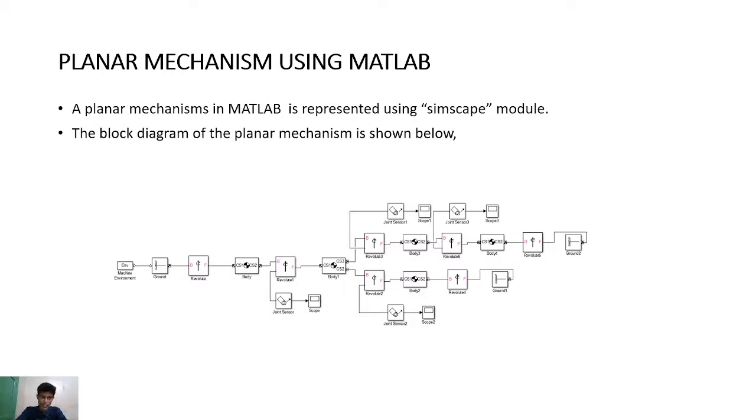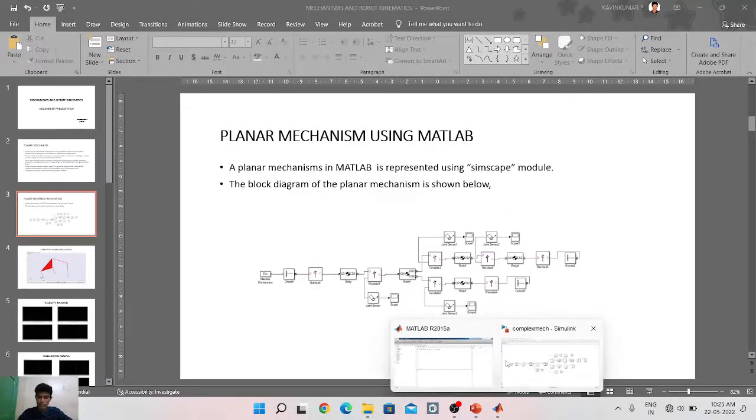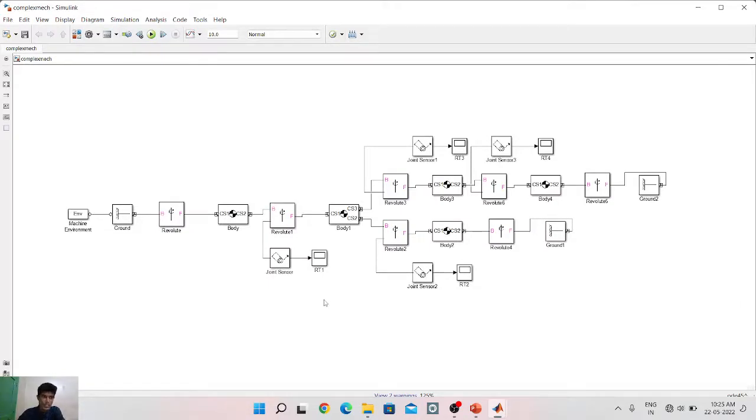My planar mechanism is designed with the help of MATLAB. MATLAB is a coding software which can do multiple engineering topics. In MATLAB, our kinematics is designed using the Simscape module. This is the block diagram of the module which I am designing. This is the complex mechanism I designed using MATLAB.